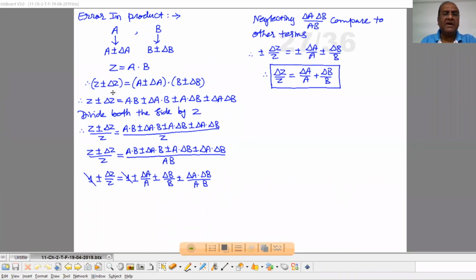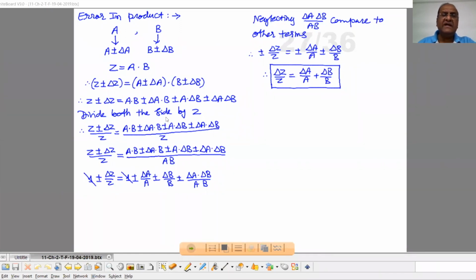Z plus or minus delta Z equal to (A plus or minus delta A) into (B plus or minus delta B). Now left hand side as it is. Simplify this right hand side. So A into B plus or minus delta A into B plus or minus A into delta B plus or minus delta A into delta B.